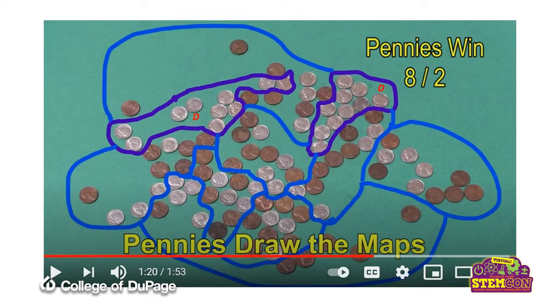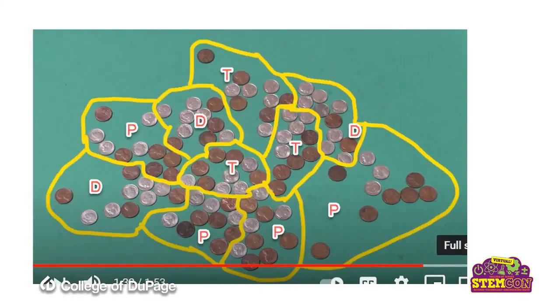And if you draw more reasonable shapes, and we'll talk about compact shapes, you get a more balanced situation. You have the pennies winning here, here, here, and here. They win 4. The dimes win here, here, and here. And 3 are toss-ups, depending on how many people come out to vote and what type of people come out to vote.